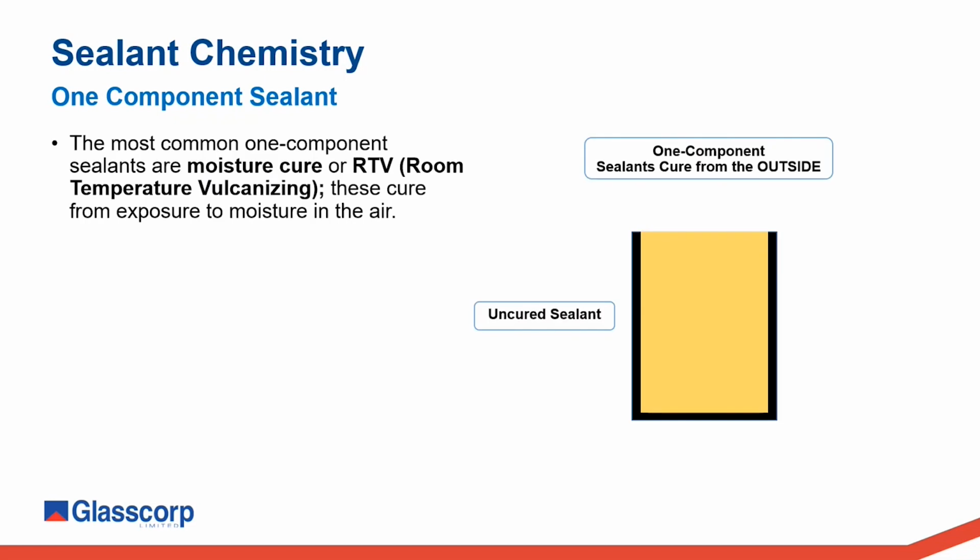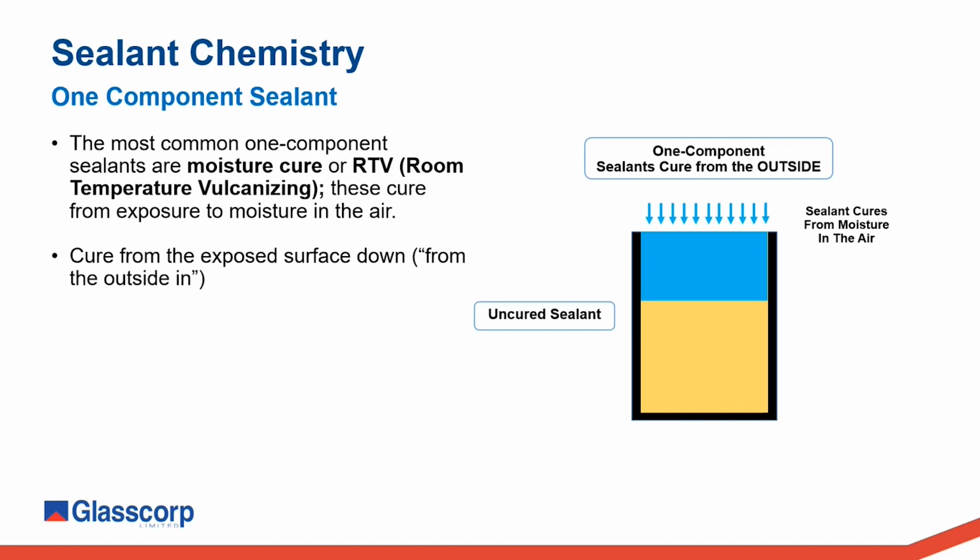The most common one component sealants are what we refer to as moisture cure sealants, or RTV sealants. Now, RTV stands for room temperature vulcanizing. These sealants cure from a chemical reaction that takes place after the sealant is exposed to moisture in the air. Moisture cure sealants cure from the outside in, which means they must have adequate exposure to air in order to fully cure. If the sealant is installed in an area that is closed or sealed off, this can greatly slow down or even prevent the complete curing of the sealant.